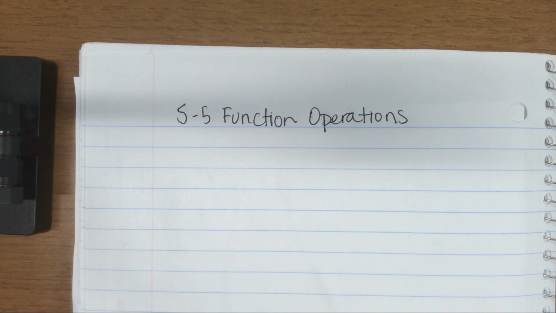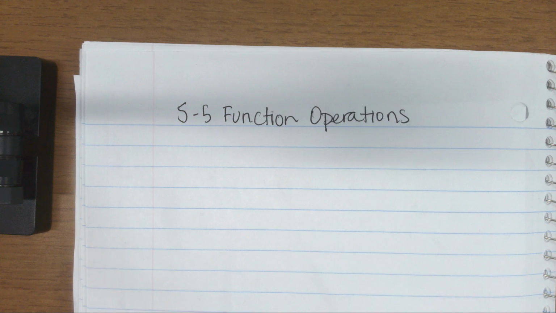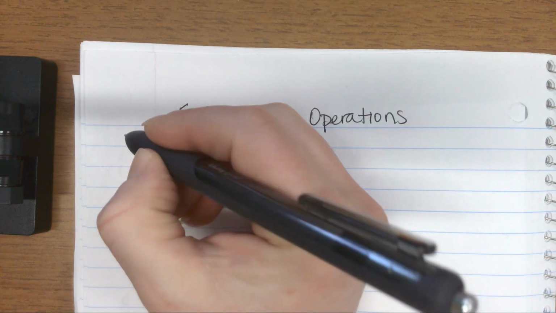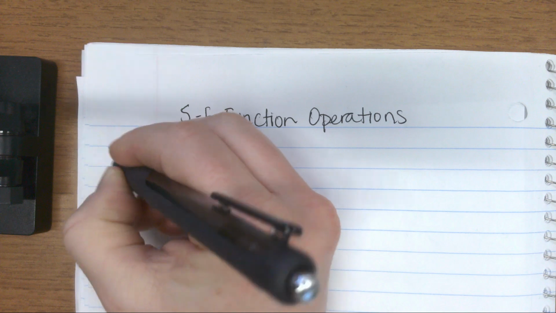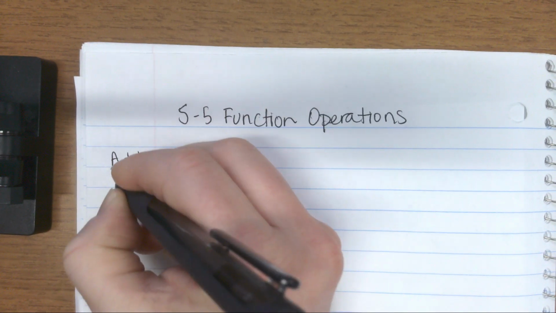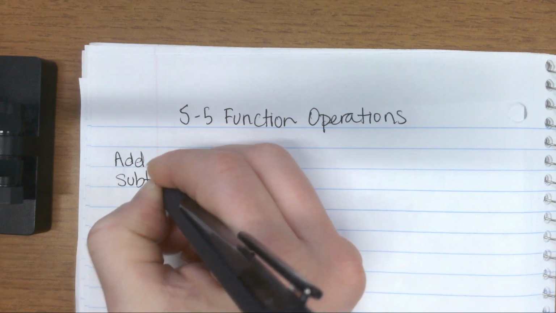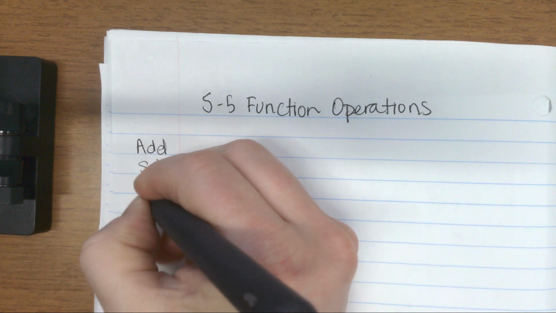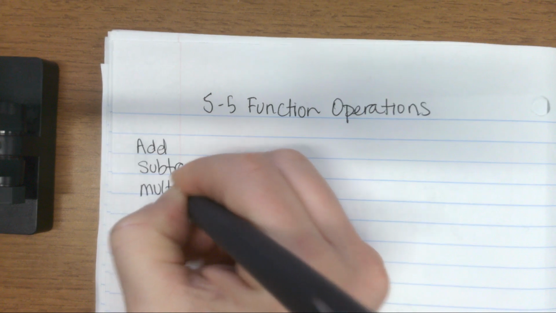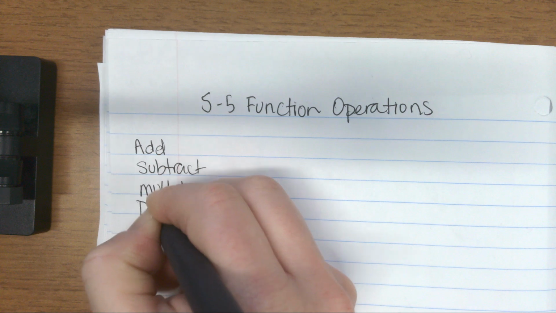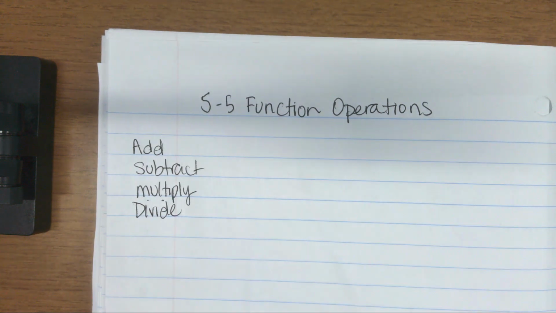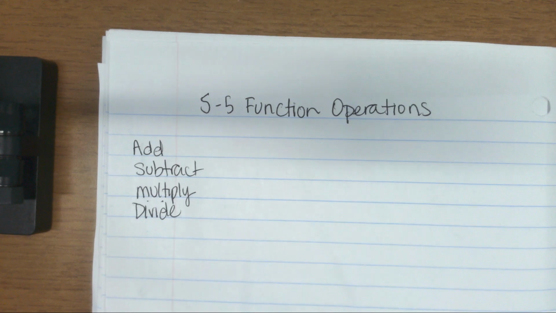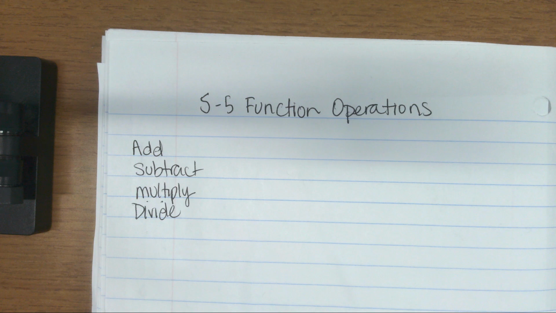There's essentially 5 things that we're going to do. We are going to add, we are going to subtract. That's not going to be too hard. We're going to multiply and divide to make new functions. Those are operations that you've had experience with before, and those are the things we're going to do all today.